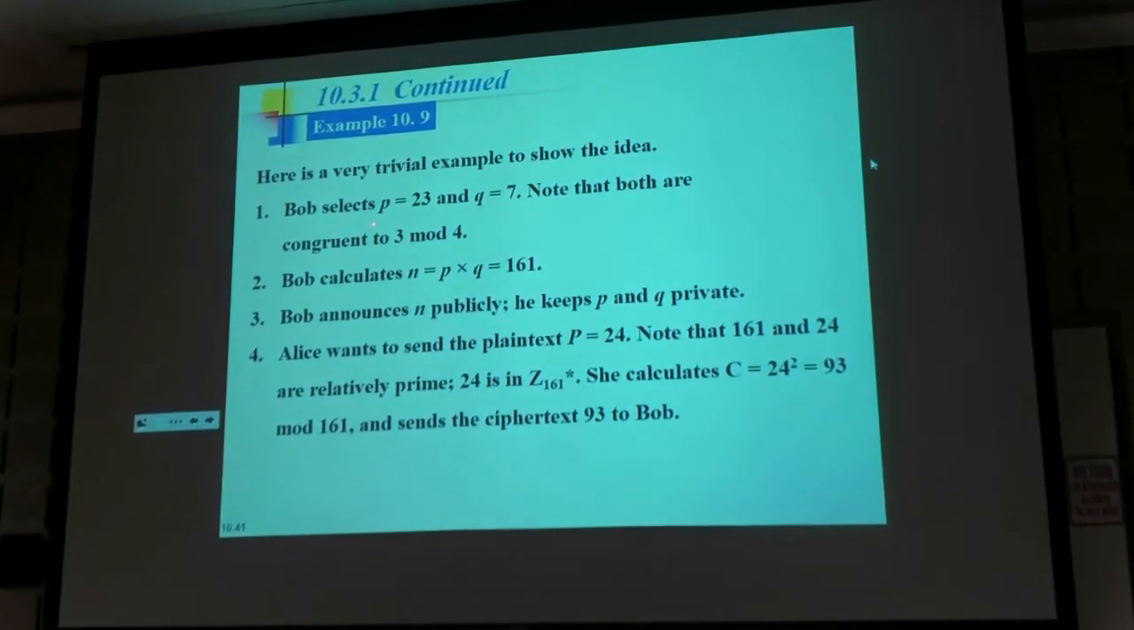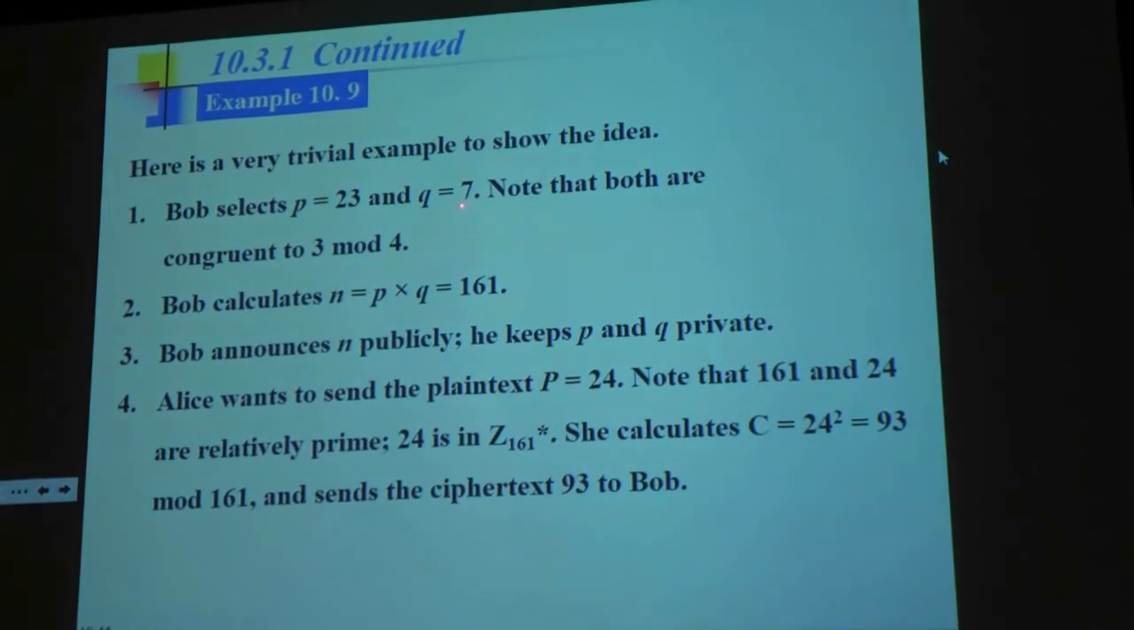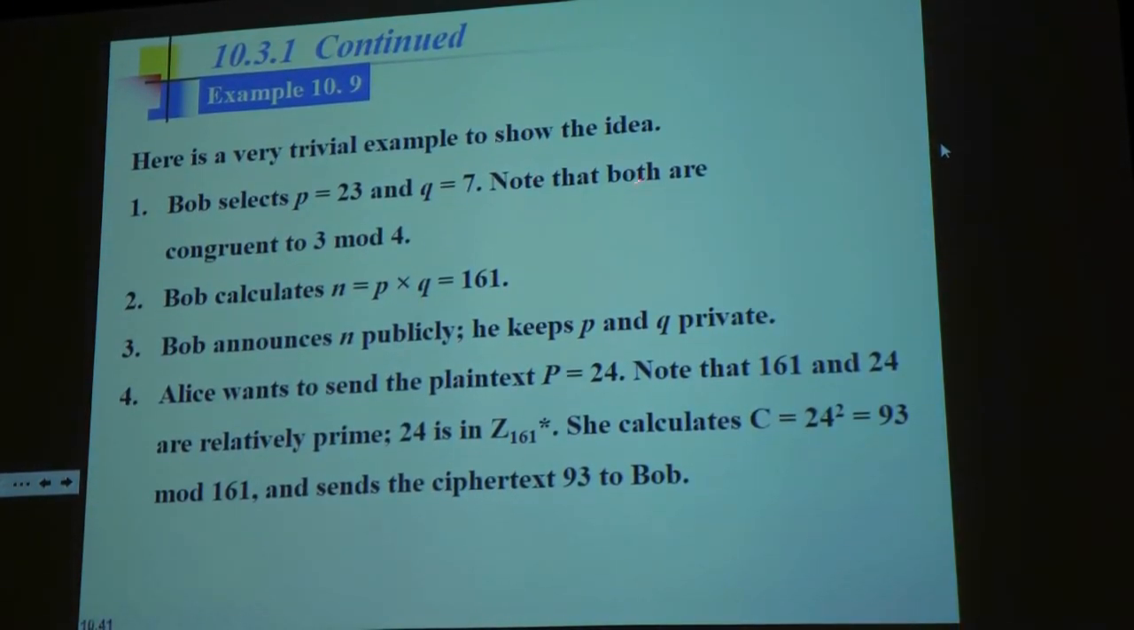So Bob selects p, which is 23, and q, which is 7. You multiply them together, and both are congruent to 3 mod 4. Bob calculates n, which is 161. Bob announces n as public, and he keeps p and q private.